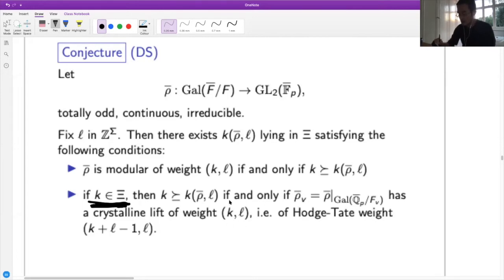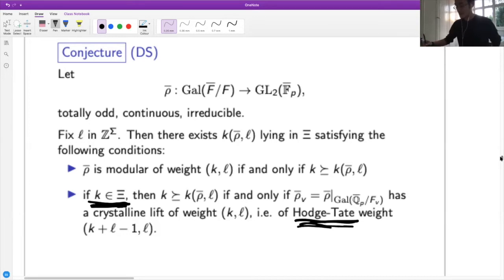One warning is that I'm offsetting everything in terms of automorphic weights. So when I said of weight, what I really mean is of Hodge-Tate weight. This presence of Hodge-Tate would make a difference: the Hodge-Tate weight is K plus L minus 1, comma L. I'm going to go with this K,L, the automorphic weight, in what follows. So what this says is as long as my weight K is in my cone, then basically all the modular weights will be characterized by the existence of a crystalline lift of that weight, more or less.